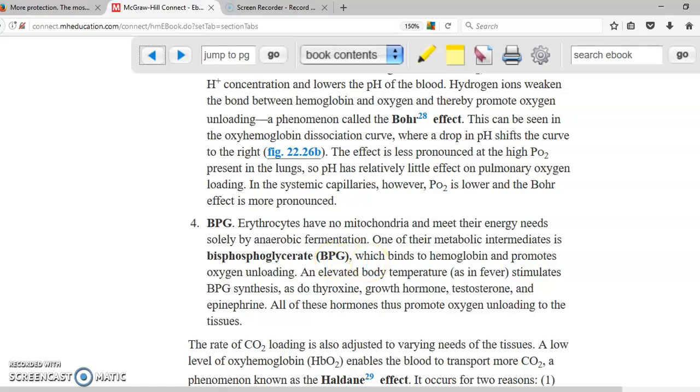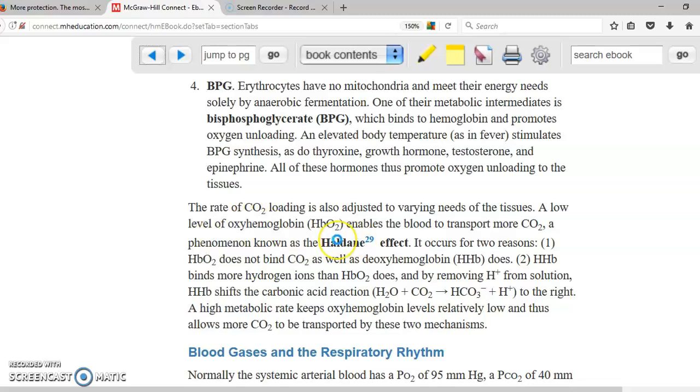Keep scrolling down. Haldane effect. The Haldane effect has to do with the hemoglobin, and it says that if you have free hemoglobin, then there's more opportunity for the carbon dioxide to attach to it, so the carbon dioxide can be transported.